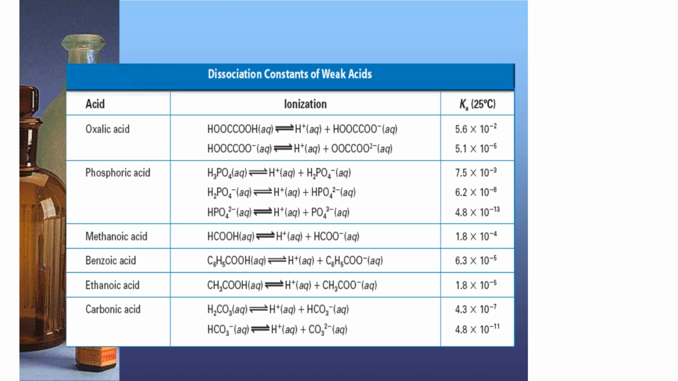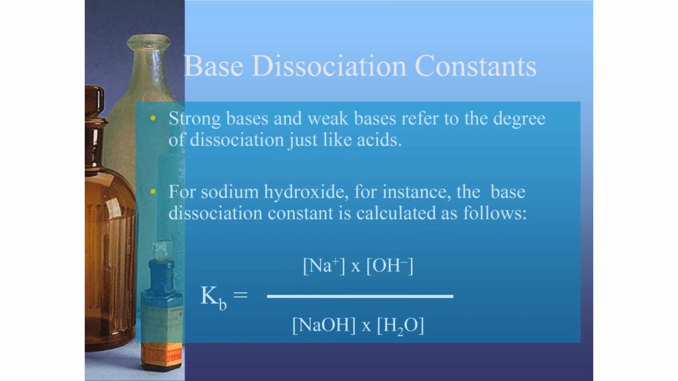Now, base dissociation constants work in a very similar way. Strong bases and weak bases refer to the degree of dissociation just like acids. For sodium hydroxide, for instance, the base dissociation constant would be calculated as the concentration of Na+ times the concentration of OH- divided by the concentration of NaOH times the concentration of H2O.